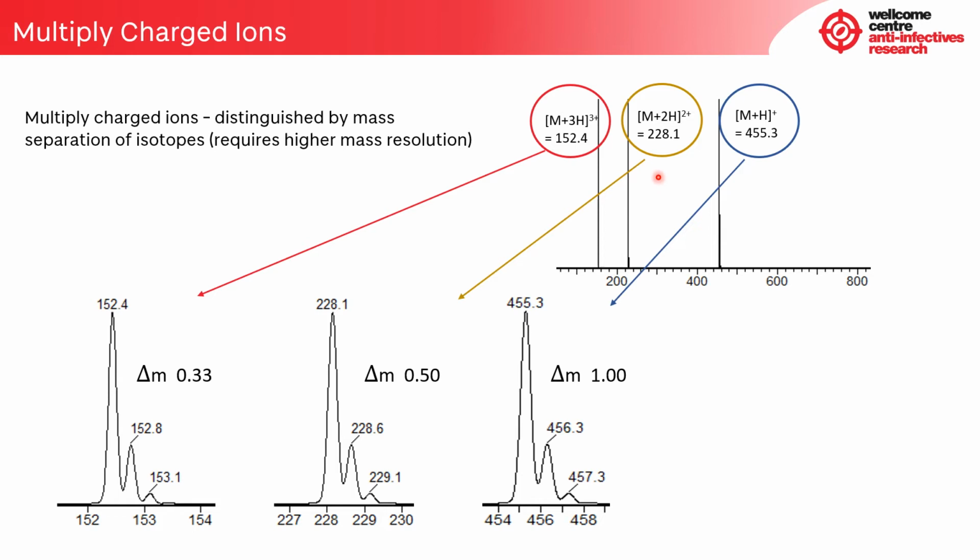If we repeat the process with the A plus 1 isotope, we would now have a mass of 457.3. That would be 455.3 for the A plus 1 isotope of verapamil plus 2 for the protons. So it would appear at 228.6 on the mass to charge axis. If we zoom in on the molecular ion region of the doubly charged ion, we can see that the separation between the isotopes is half a mass unit, which is indicative of a doubly charged ion.